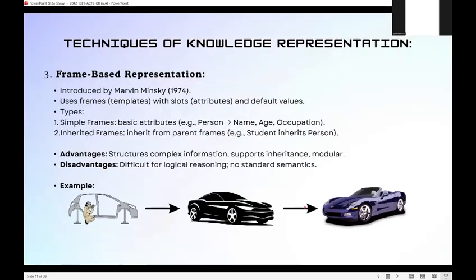So the next is frame-based representation. It stores information in templates. There are two types of frames, simple frames and inherited frames. Let's take an example. A person is a simple frame which may have attributes like name, age, occupation, whereas a student is an inherited frame from the person frame, which has all these attributes, but it is inherited from the person.